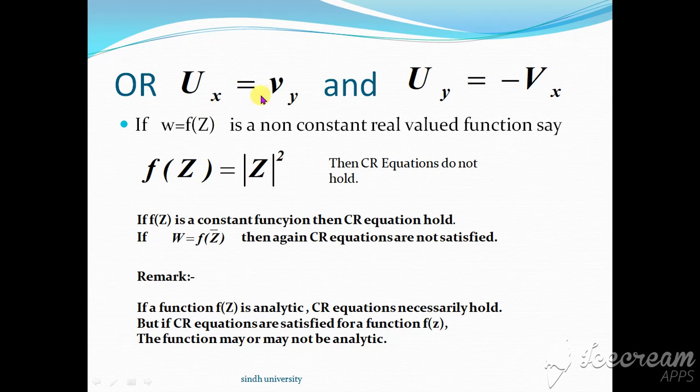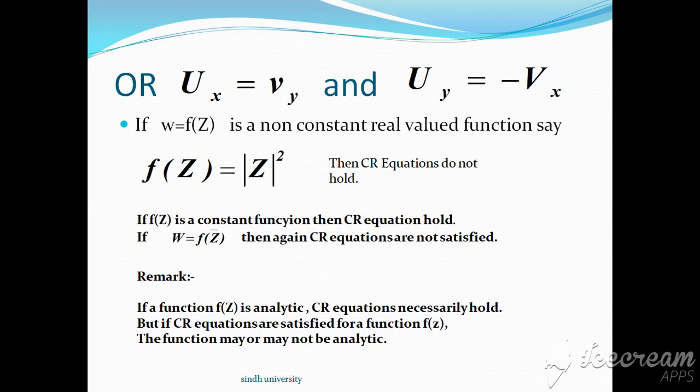Or u x is equal to v y. This is the other form, and u y is equal to minus v x. It means that partial derivative of u with respect to y is equal to minus v x, and with respect to x is equal to v y. These are the CR equations that an analytic function must satisfy, and an analytic function is a function satisfying the CR equations. Any complex variable function that satisfies the CR equations is called an analytic function.